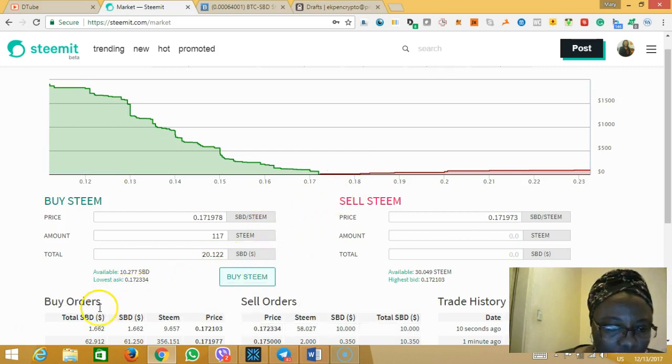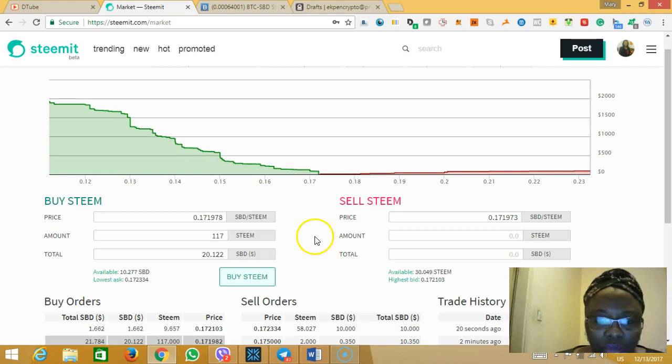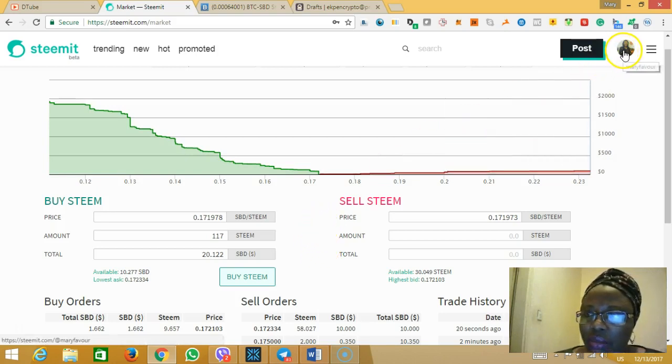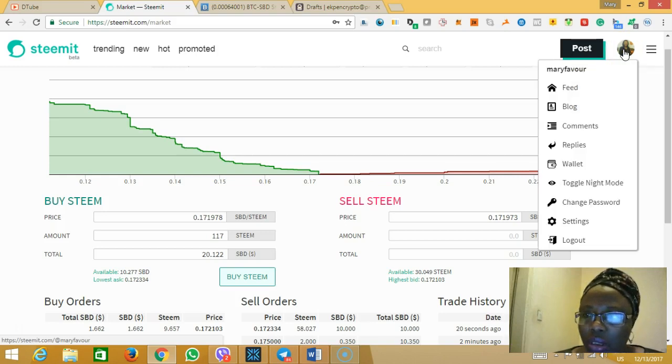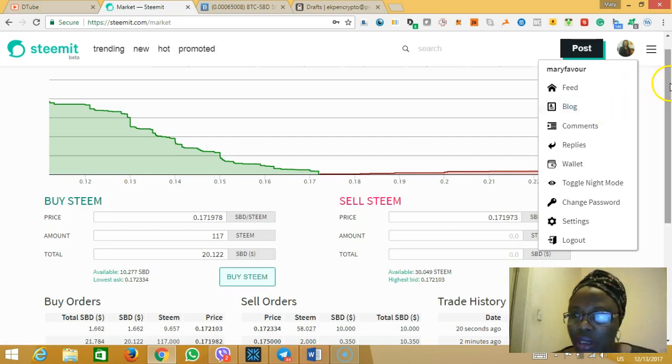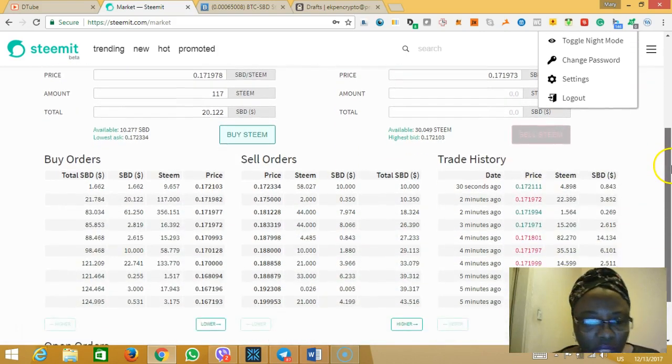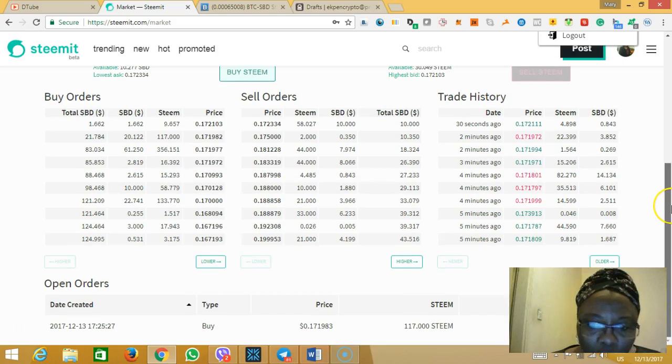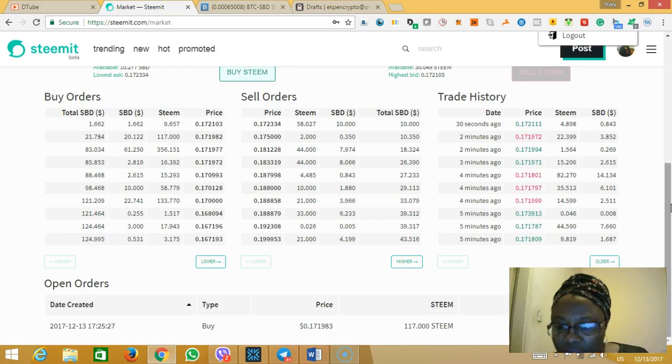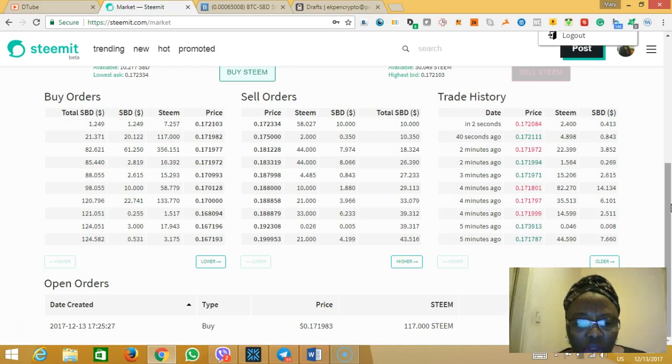Let's see what happens. 117 Steem. Yeah. So I think the transaction is successful, hopefully. So let me go and quickly check my open order created. Aha. Okay, so what happened? Okay, I created an open order. I actually want this order filled immediately, because I really don't want to waste time.